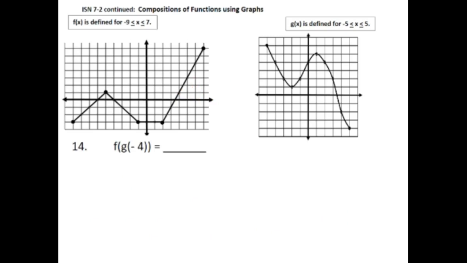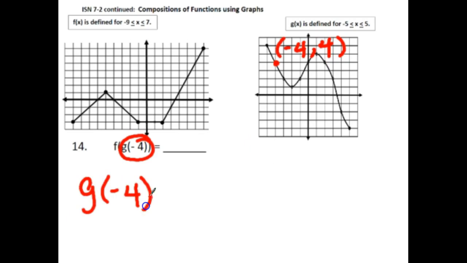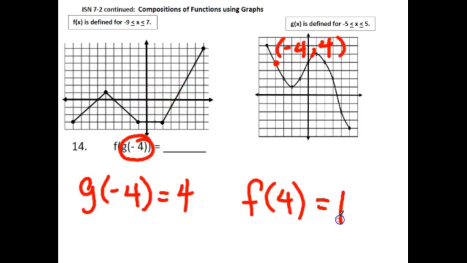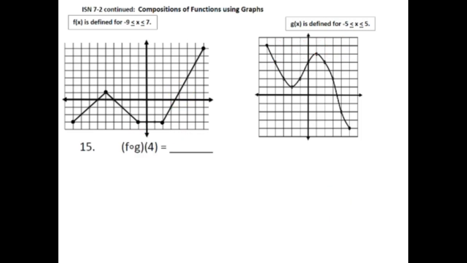G of -4 is where we're going to start. On problem number 14, G of -4. 1, 2, 3, 4, 1, 2, 3, 4. This point right here, G of -4 is equal to +4. I take the +4 and put it in the function called f. 1, 2, 3, 4, and that matches up with 1. Try this one.